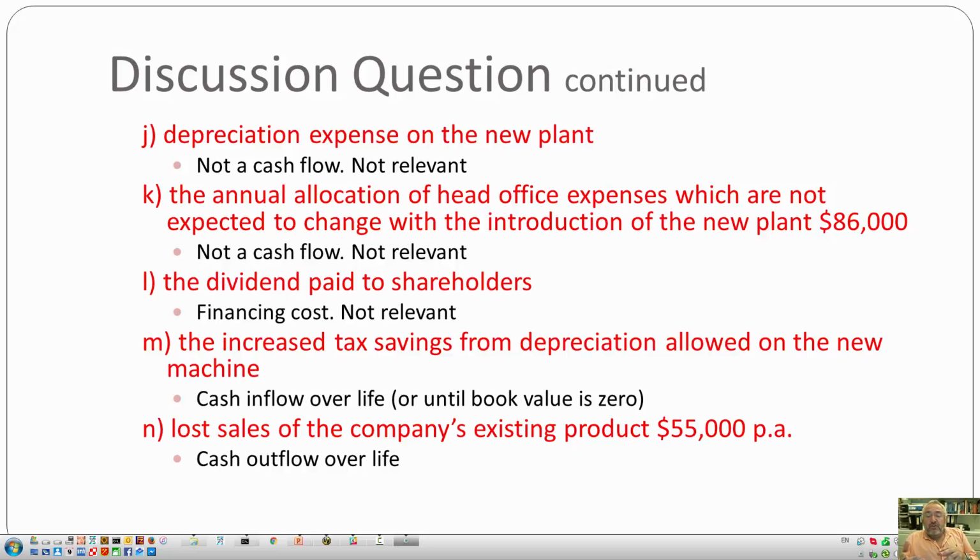Dividend paid to shareholders, it's a financing issue. We ignore it. Increased tax savings from depreciation. Well, that's going to be a cash inflow as long as we're depreciating the asset, as I already mentioned above. What about lost sales on an existing product? Look, if we're taking on a new product and that involves cannibalizing our old product, then that is part of a cost. It's a reduction in cash inflows we otherwise might have had. So it's like a cash outflow that's going to occur because of this new project.